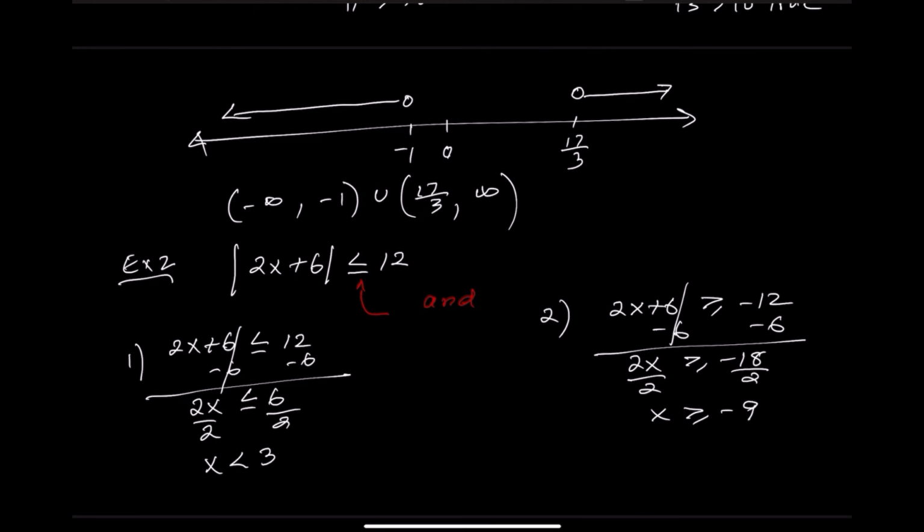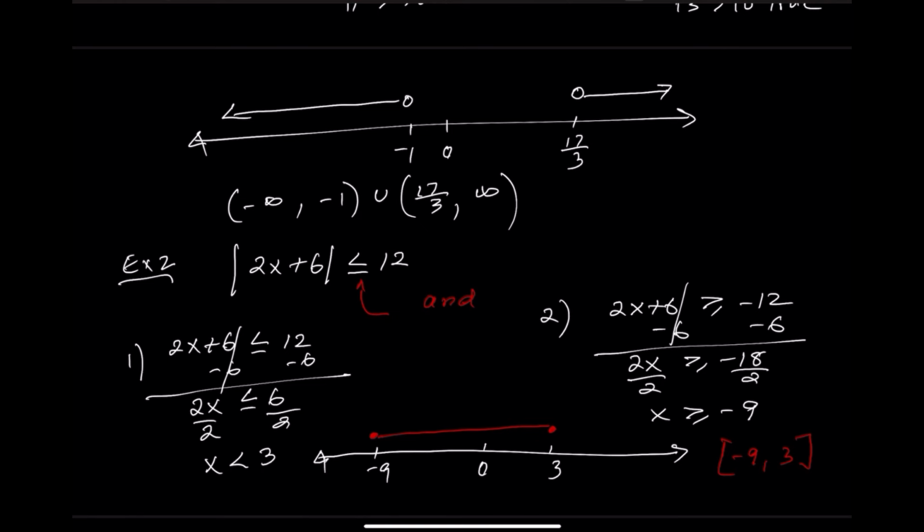Draw on a number line and mark a closed circle at -9 since it is greater than or equal to. Then mark a closed circle at 3 since it is less than or equal to. Join the 2 points with a solid line. When you have an absolute value with less than or equal, the graph will always be a segment. In interval notation, bracket -9, comma 3 bracket.